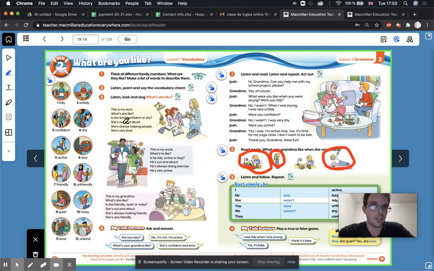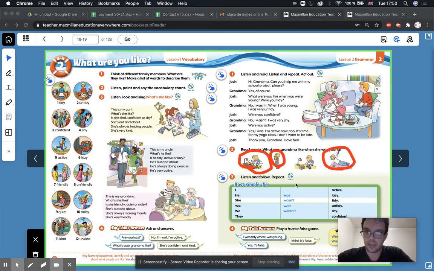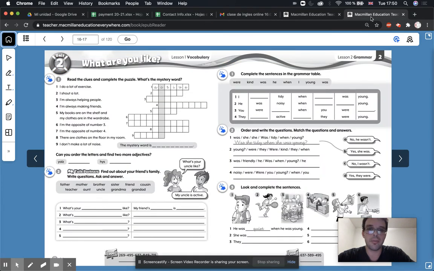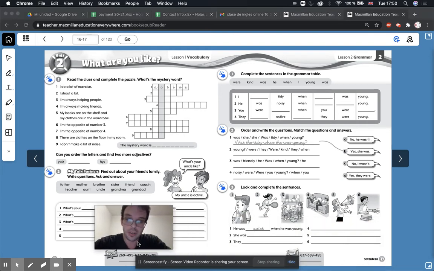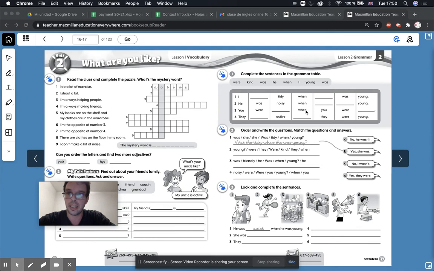Okay, very good. So let's circle these three. And when you finish, we can go to the activity book. Okay, so let's open your activity book. All right, and we're going to go to page 17. Okay, page 17. So unit 2, lesson 2, grammar, page 17. Okay.